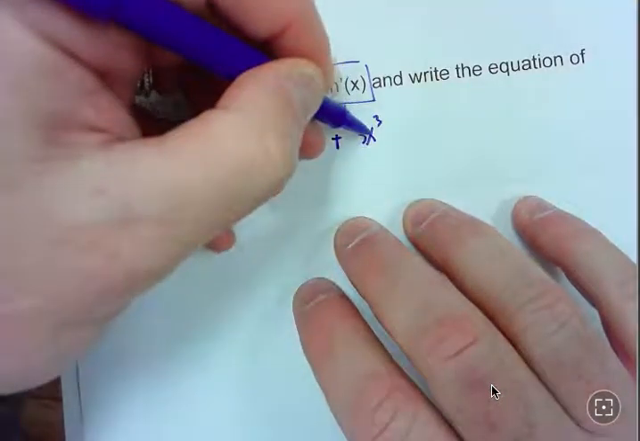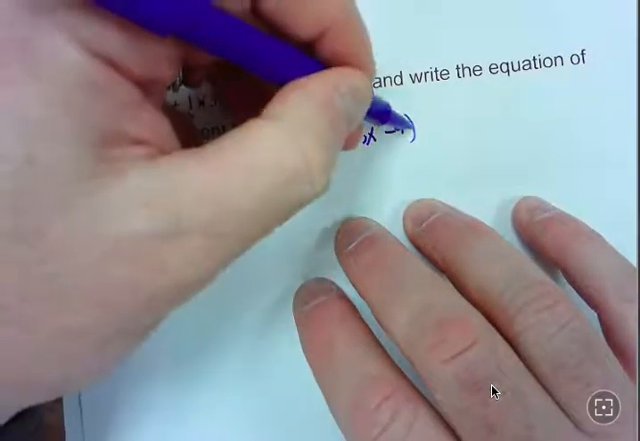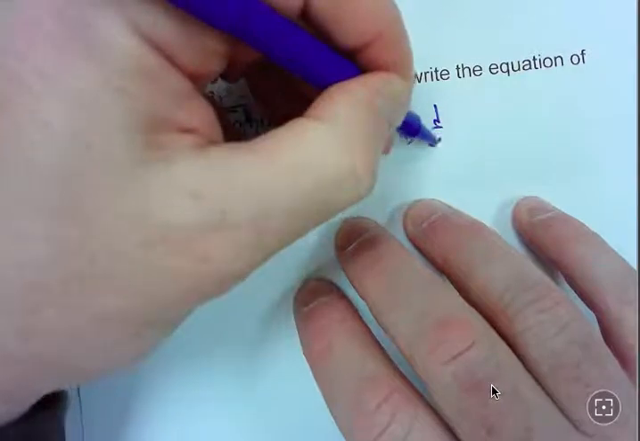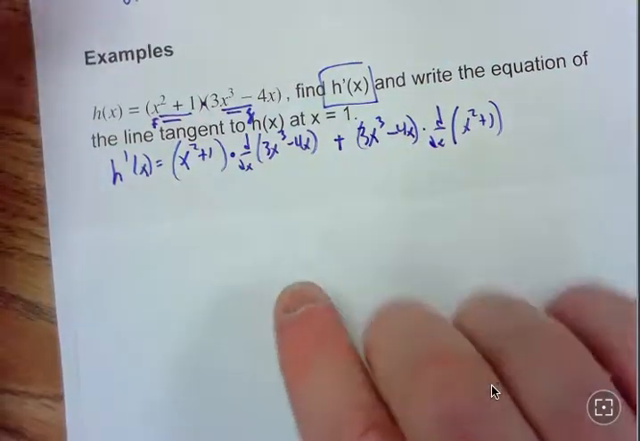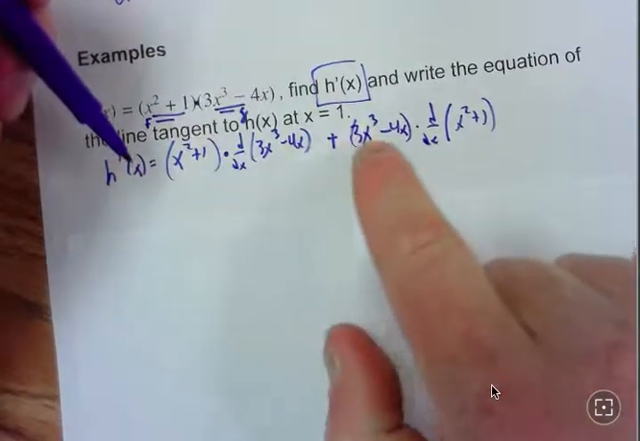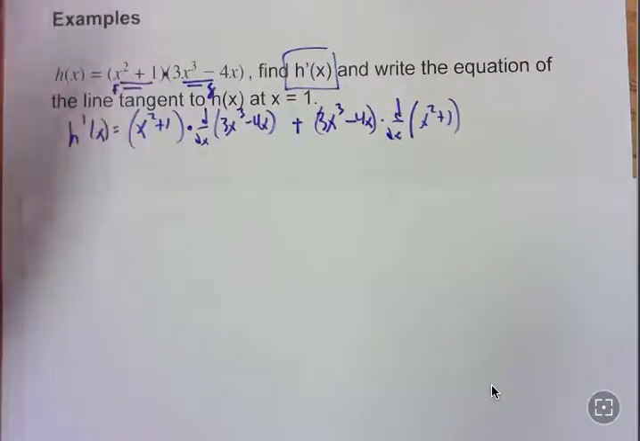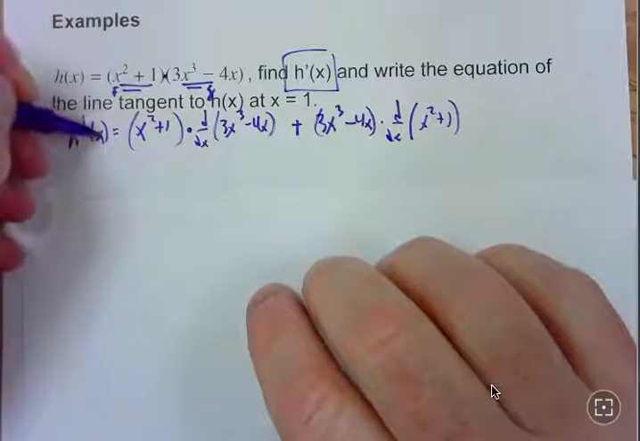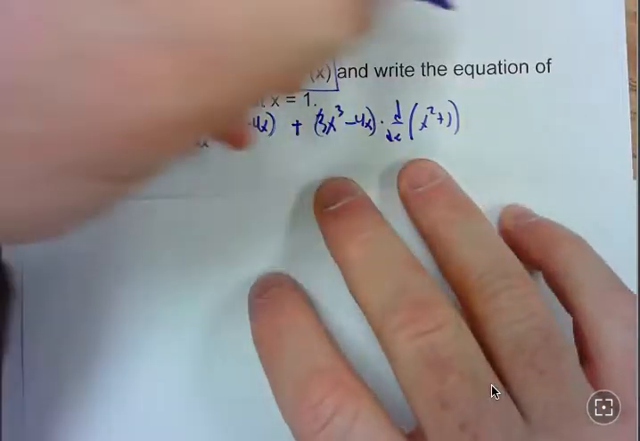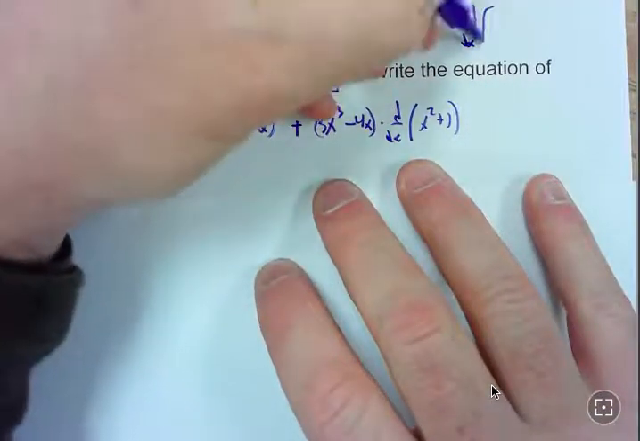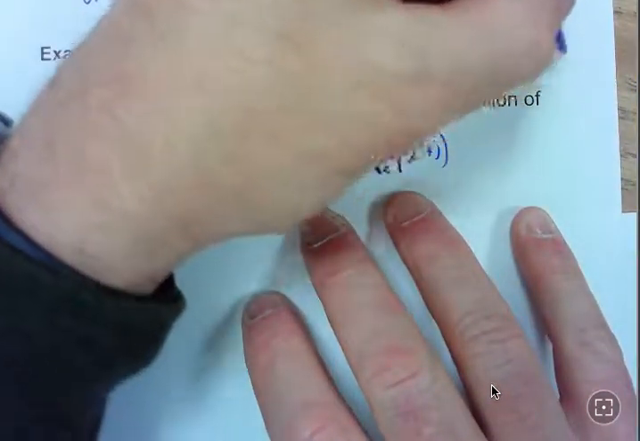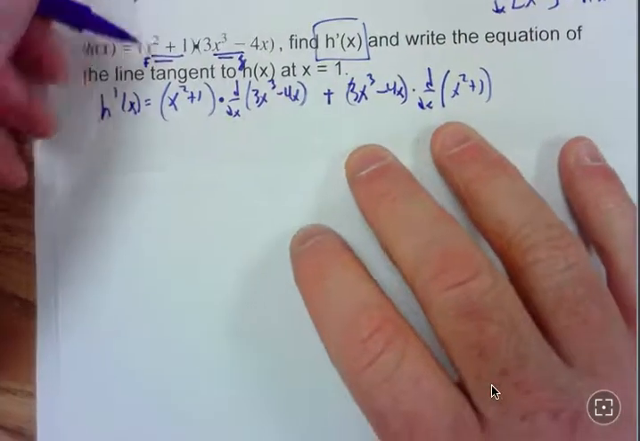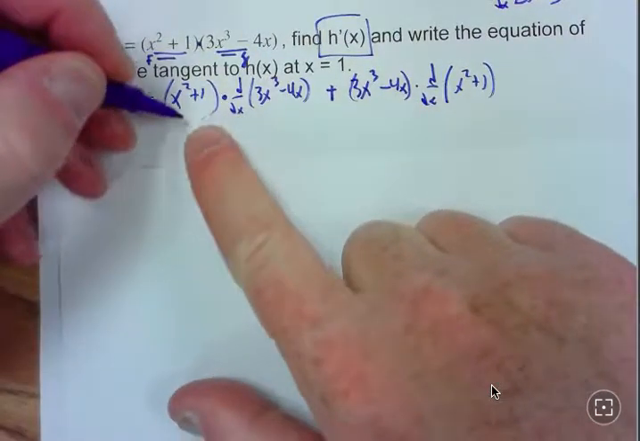second times derivative of first. So there's first times derivative of second plus second times derivative of first. Well, now I just need to clean this up and do my work. Now I'm going to use the power rule to help me. We remember that the derivative of x to the n is n times x to the n minus 1. Okay, so let's just simplify this now.